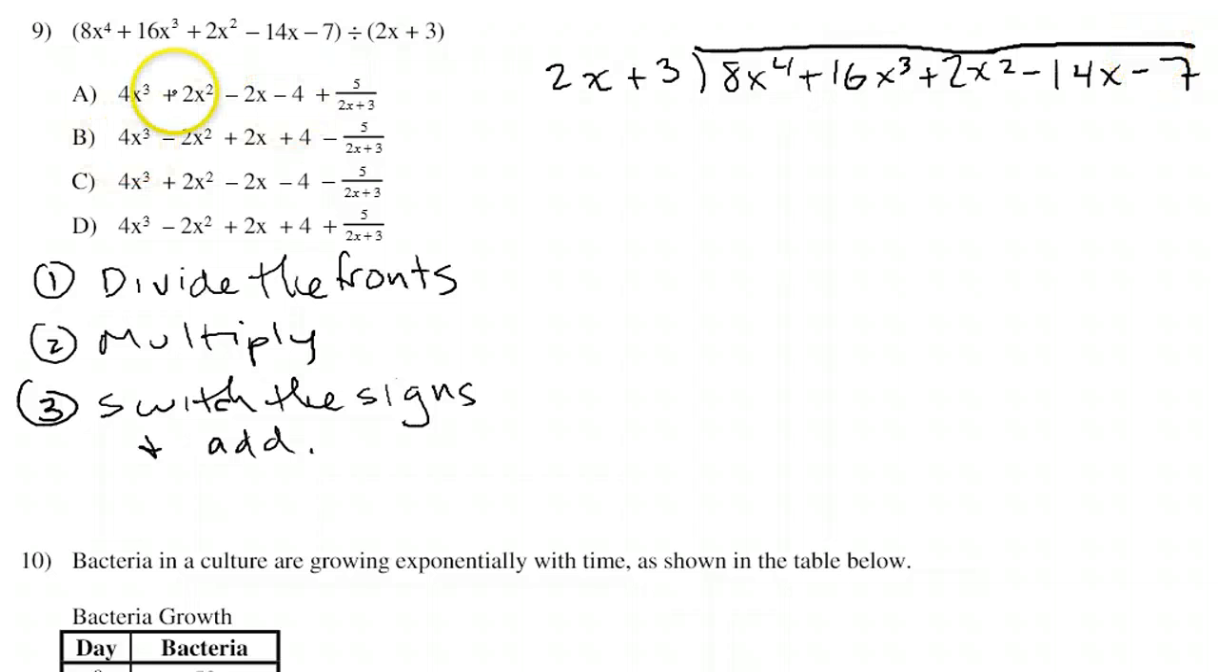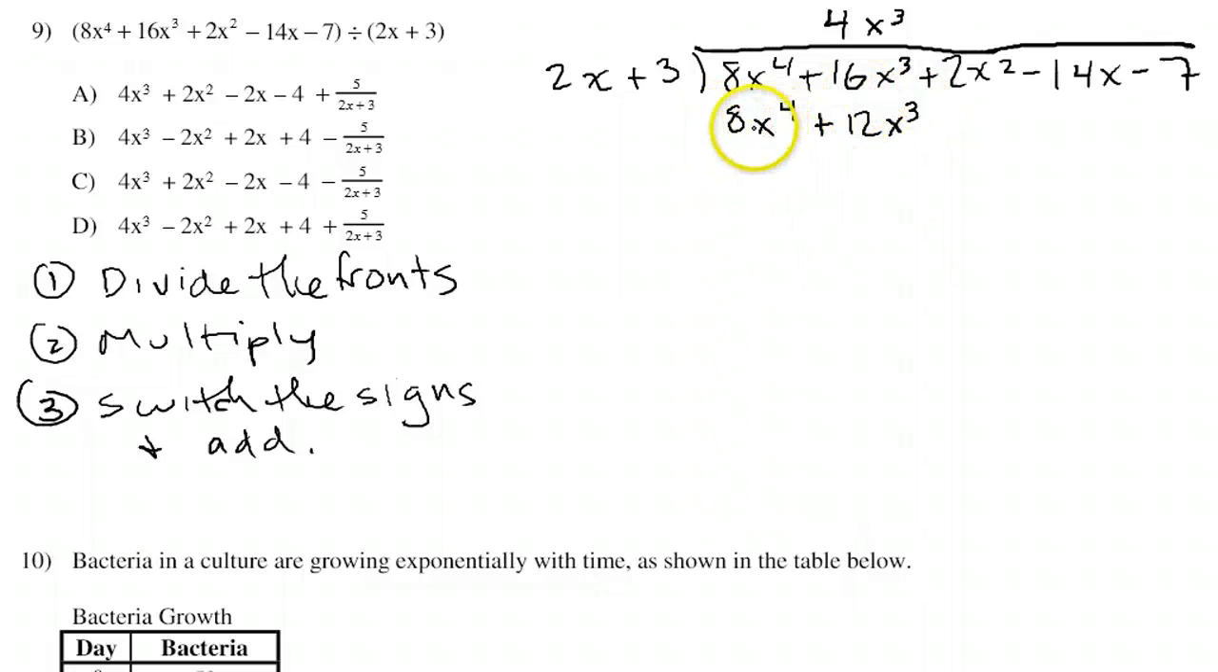So the first step is divide the front. So we look at the front on the inside, which is 8x to the 4th divided by 2x, and that goes on top. So 8 divided by 2 is 4, and then x to the 4th divided by x is x to the 3rd. Then we multiply by here, distributing to both, and line them up with their like terms. So 4x to the 3rd times 2x is 8x to the 4th. And then also multiply to the 3. So 4x to the 3rd times 3 is plus 12x to the 3rd.